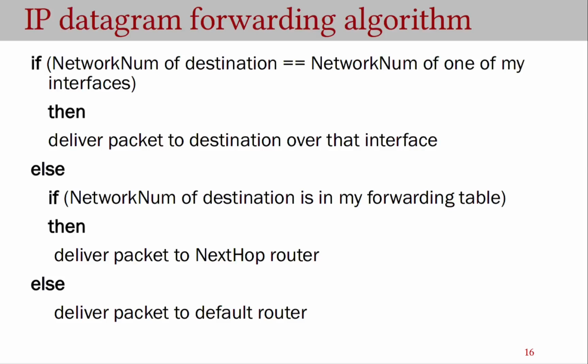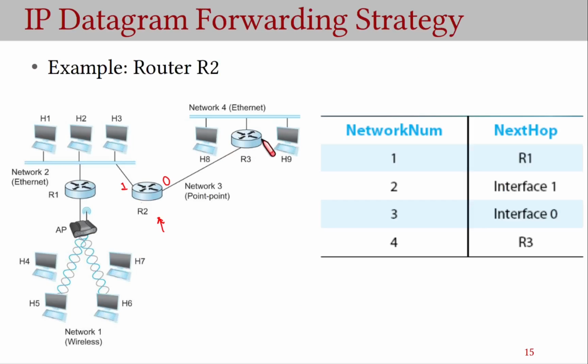So here is the datagram forwarding algorithm. If the network number of the destination is the same as the network number of one of my interfaces, then deliver the packet to the destination over that interface. One example: let's say H9 sends a datagram to H3, and once that datagram arrives at R2, the network number corresponding to H3 is 2, and R2 sees that it's connected to network 2 via interface 1, so R2 is just going to forward the datagram on interface 1.